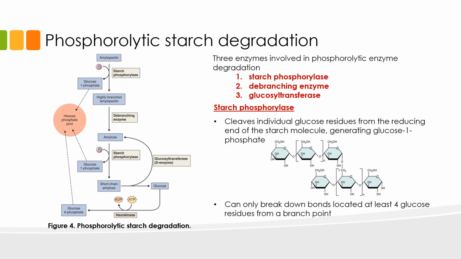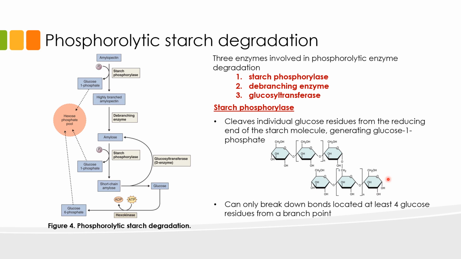There are three enzymes involved in the phosphorylated degradation of starch. We have starch phosphorylase, the branching enzyme, and glucosyltransferase. Again, all these enzymes fall under the phosphorylated class of enzymes, meaning they require inorganic phosphate to be active. Let's take a look at how each of these enzymes degrades starch in the form of amylopectin. Recall that amylopectin, like amylose, is a form of starch composed of glucose units. Each of these structures that you see here is one glucose unit.